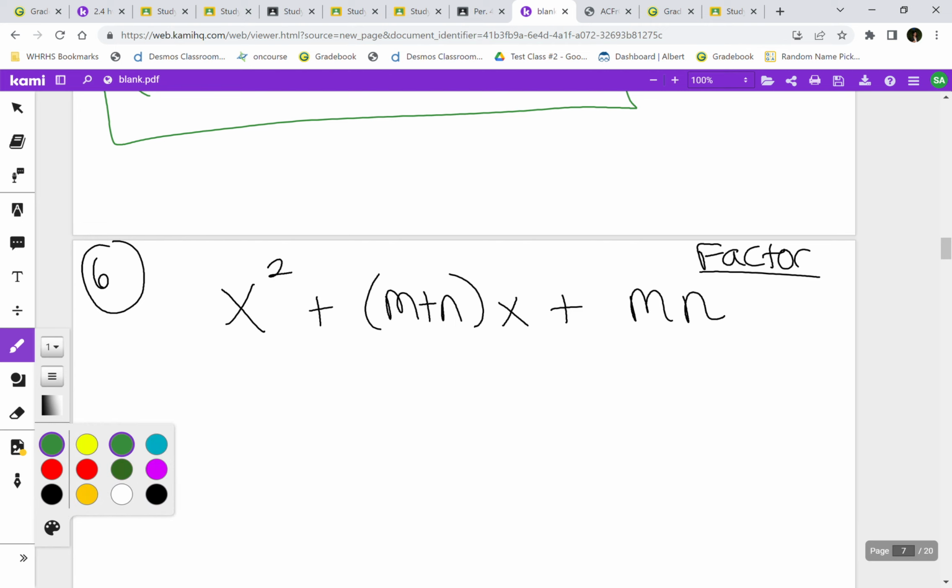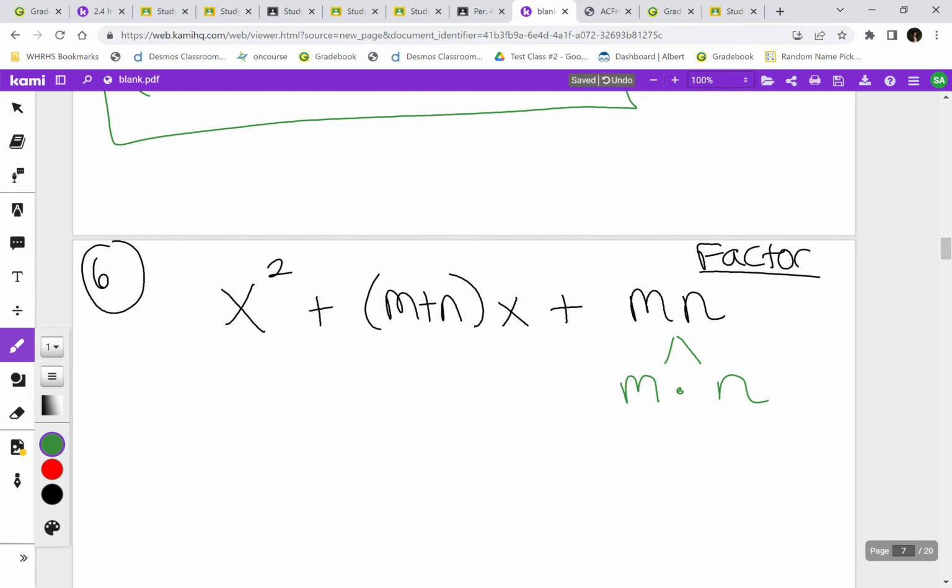What do the rules of factoring tell us? Go to your constant or your last term. What is my last term? Mn, right? M times n. And I'm looking at the middle coefficient. What's the middle coefficient? M plus n. So I'm saying, what are factors of mn that add to m plus n? Well, the only thing that multiplies to mn is an m times n. Do I need to repeat that? The only thing that multiplies to an mn is an m times an n.